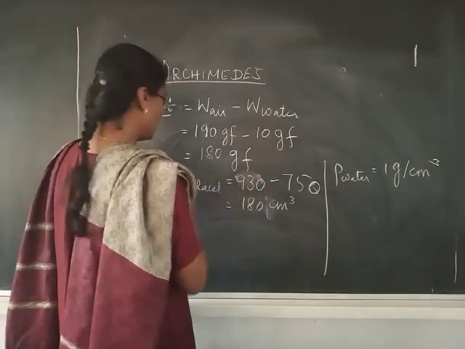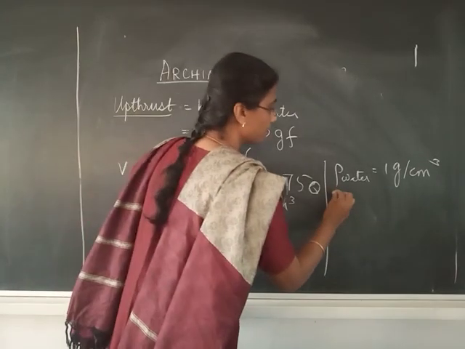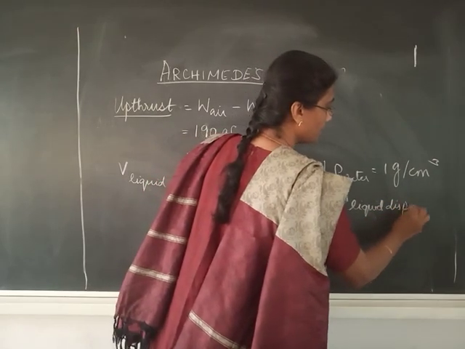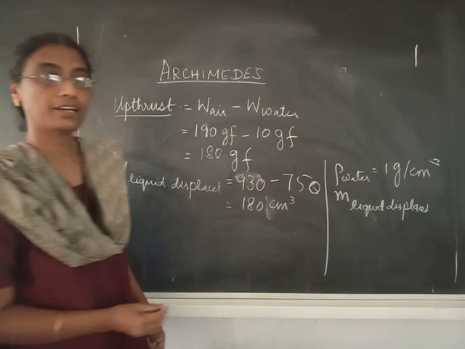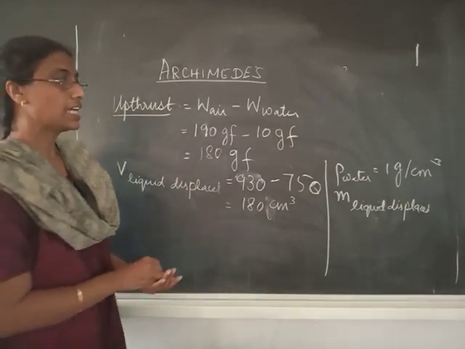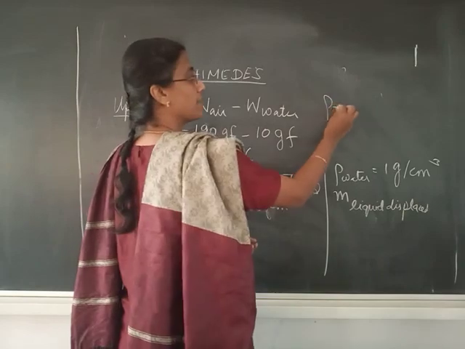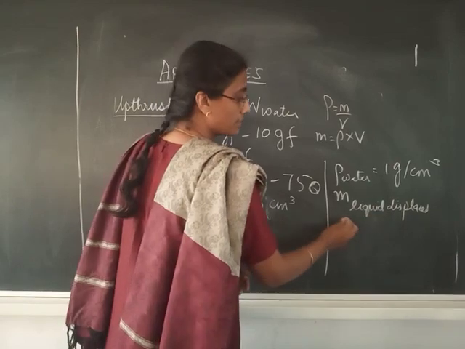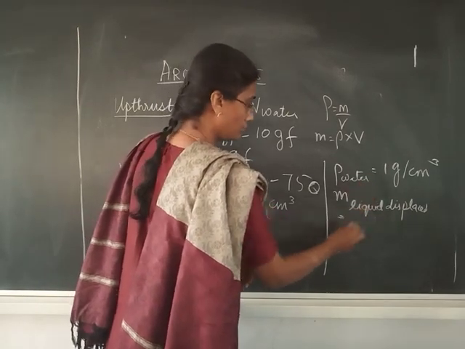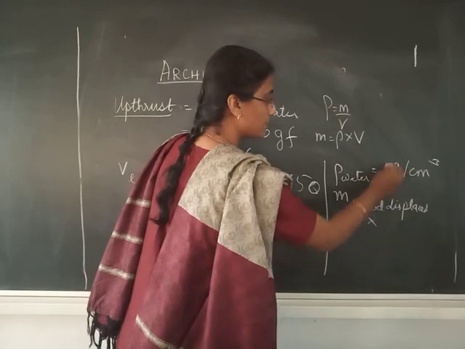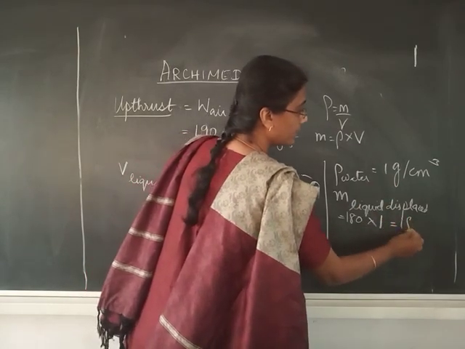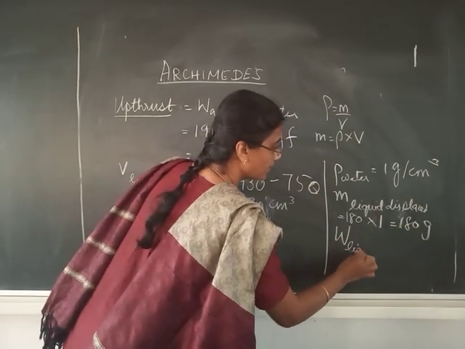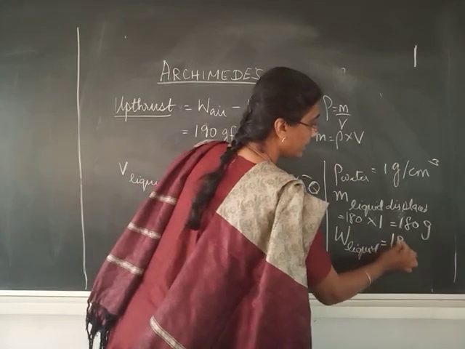So we know the formula. I need the mass of liquid displaced. Basically I have to first find the mass of liquid displaced. Density is mass upon volume, so mass is density into volume. So the mass of liquid displaced will be volume 180 into density 1, so 180 gram. And the weight of liquid displaced will be 180 gram force.